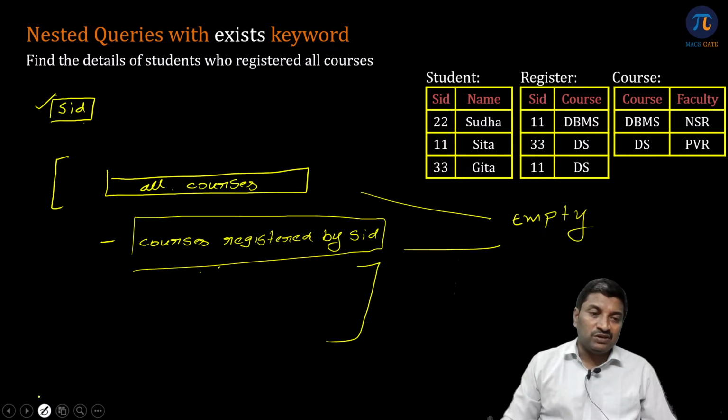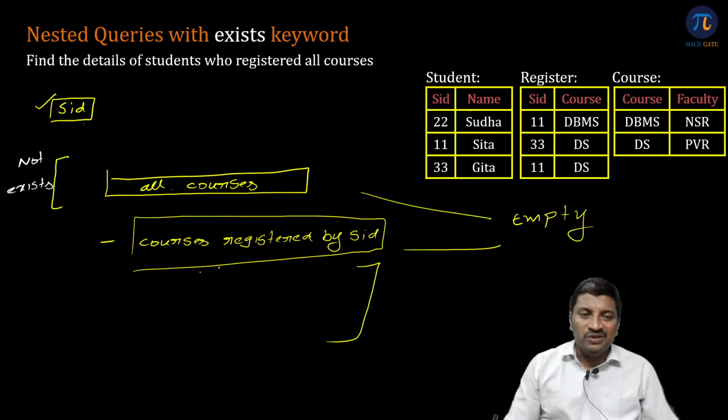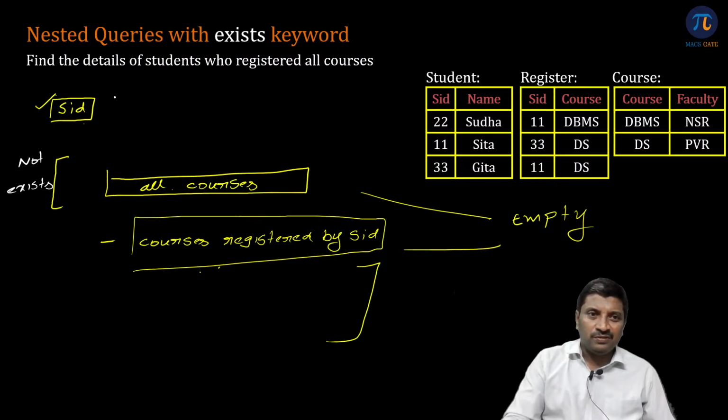So what I do is, outside the bracket, I need to write simply not exist. Not exist means what, sir? If you write only exist, whenever there are some records in the inner brackets, SID will be displayed. Now, whenever there are no records in the inner brackets, I need that student. So that's why I am writing not exist. So now we need to describe it.